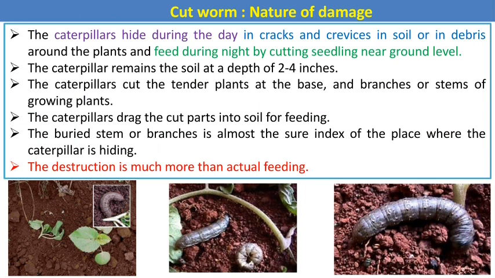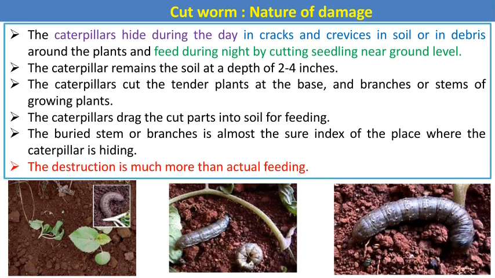the ground level. The caterpillars remain in the soil at a depth of 2 to 4 inches. The caterpillar cuts the tender plants at the base, and branches or stems of growing plants. The caterpillar drags the cut parts into the soil for feeding, and buried stems and branches are almost a sure index of the place where the caterpillar is hiding.